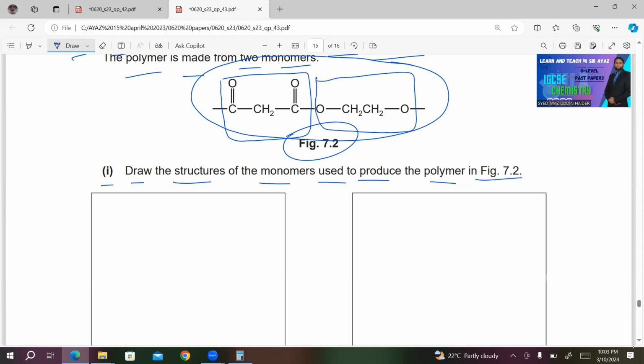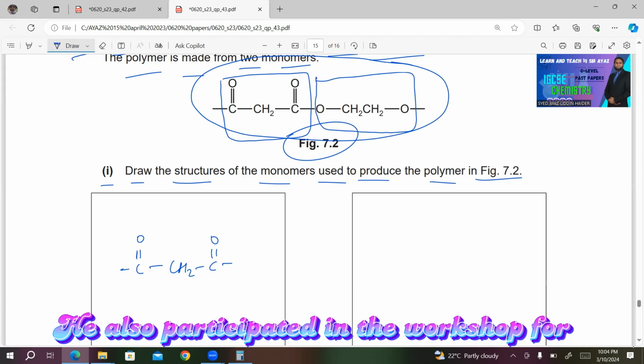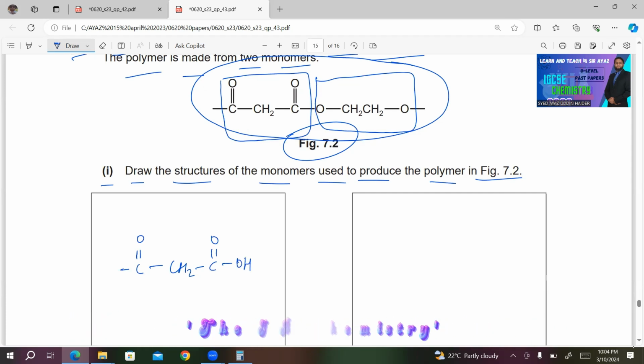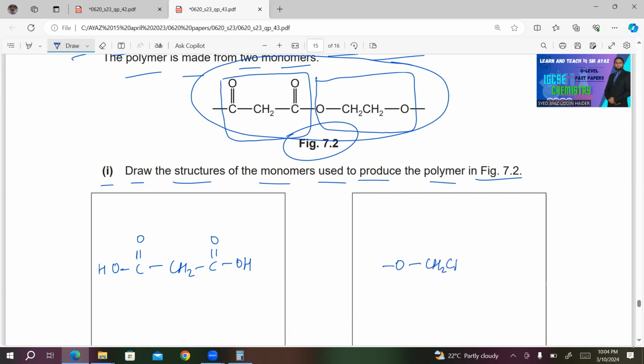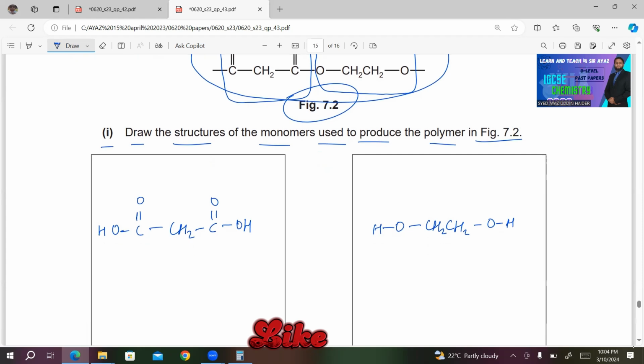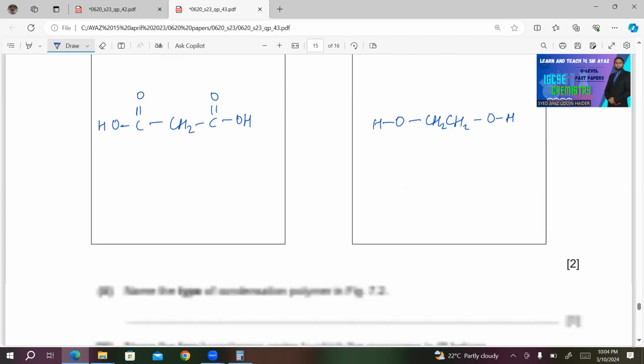Now I'm drawing the repeat unit for this on the left hand side. So we have C double bond O, CH2, C double bond O, bond. Now what else will you place in order to get the monomer? Because it's a condensation polymer, it must have an OH group at the end on both sides. What about the other monomer? It must be O, bond CH2, CH2, bond O, place H. So this will be the final structure of the monomers used in this.